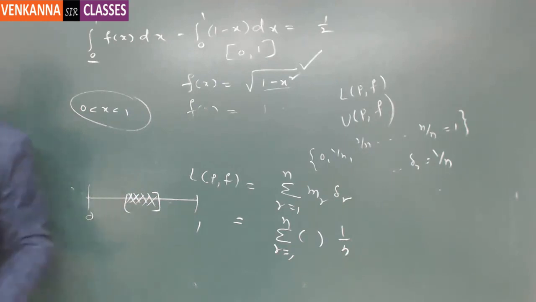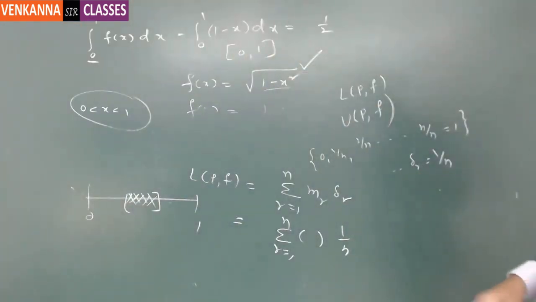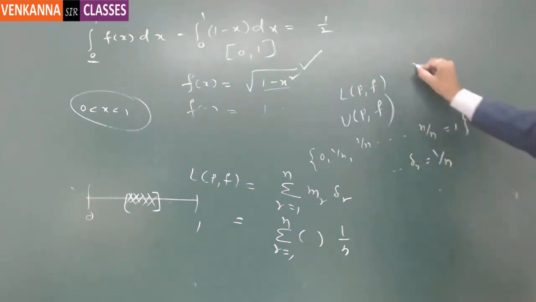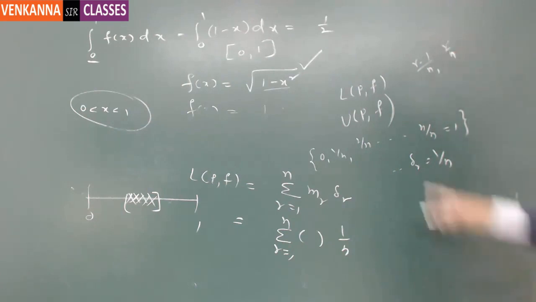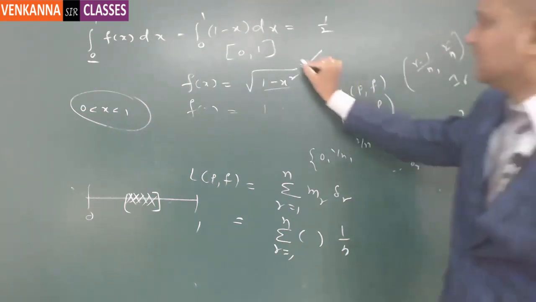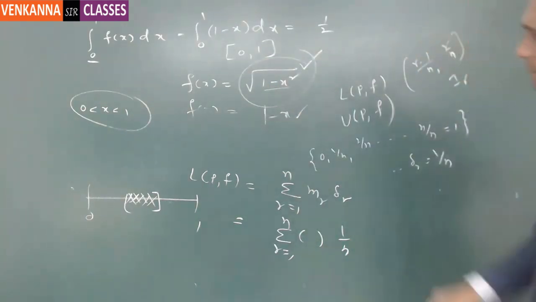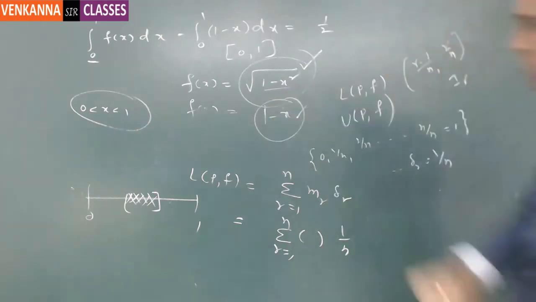So as the case you have taken, if you write the function as 1 minus x square, what will be the interval here? It will be (r minus 1)/n to r/n, the subinterval if you write. Since this function is big and this function is small, for the lower Riemann sum we need to consider this function.